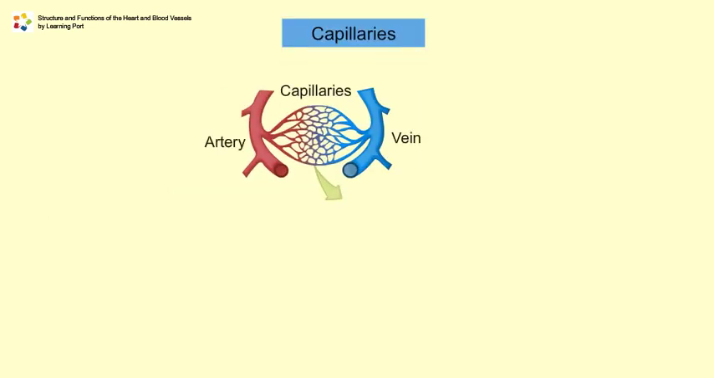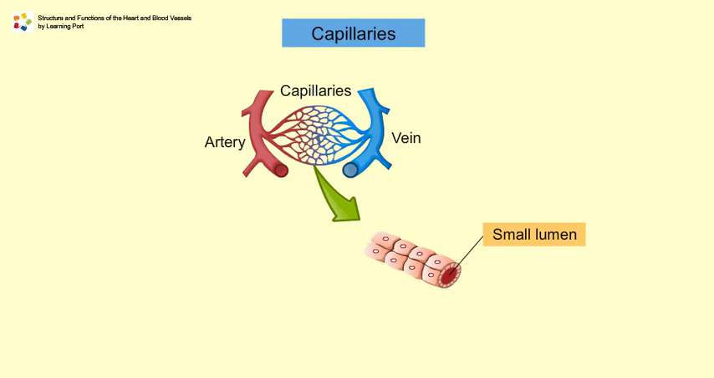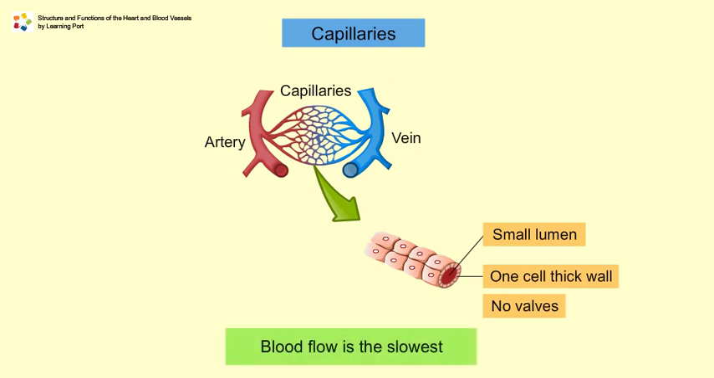Capillaries are tiny vessels with a small lumen. Capillaries are much thinner than arteries and veins because their walls are only 1 cell thick. There are no valves in the capillaries. Blood flow is the slowest in the capillaries.